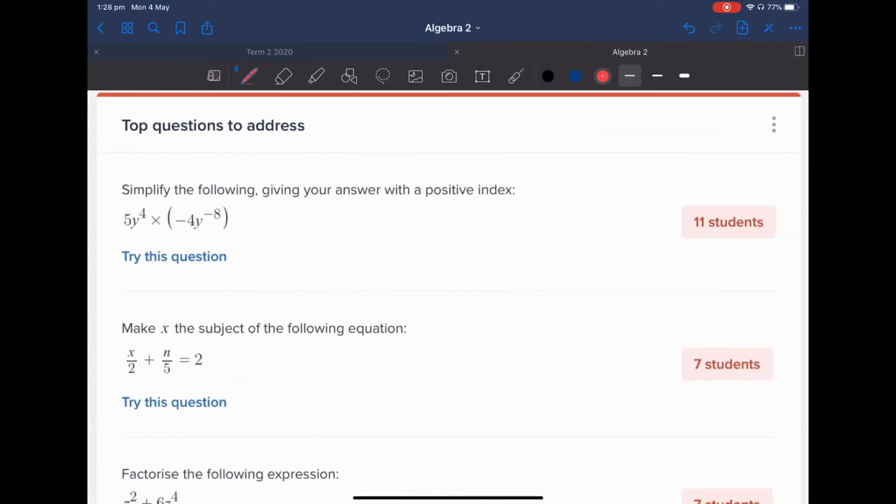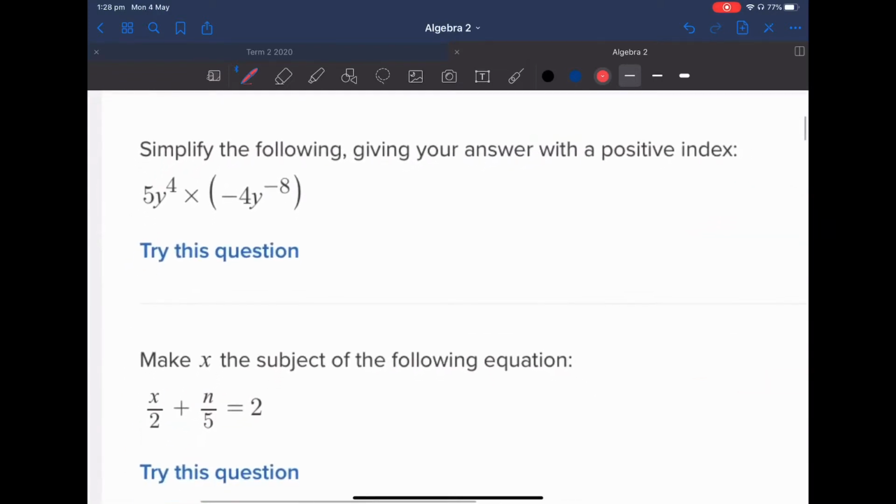This is 11 students that needed help on this, so obviously quite a common one, and it's actually to do with negative indices and multiplying powers. Okay, so the trick here is whenever we're multiplying or dividing or doing something with variables that have powers, we want to deal with the numbers first. So dealing with 5 times negative 4, that's negative 20. And then once they're gone, I'm just dealing with y to the 4 times y to the minus 8.